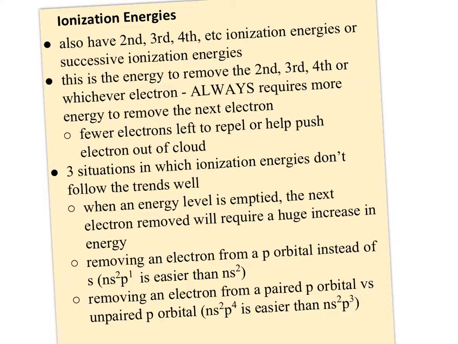Removing an electron from a p orbital instead of an s orbital. It's actually easier to remove an electron from a p orbital than an s orbital because the p orbitals generally are further out, so they're further away from the nucleus, easier to remove than from an s orbital. And finally, removing an electron from a paired p orbital versus an unpaired p orbital. If there's only one paired p orbital like p4, when you first pair it up, the other two p orbitals are still unpaired. That p4, that one p orbital that's paired up, is happy to get rid of that extra one because there's always repulsion when you put two electrons within an orbital.